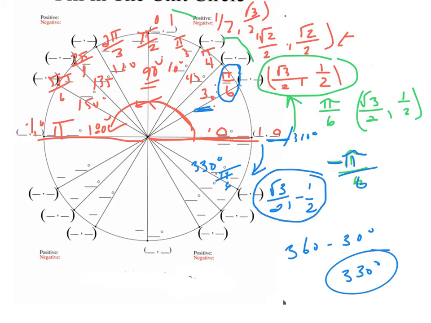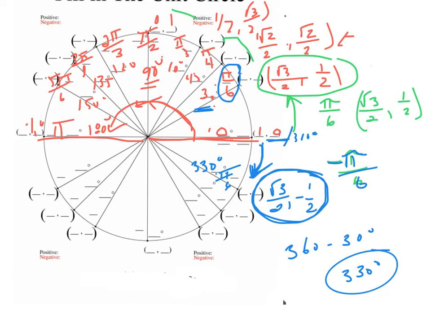So negative pi over 6 just means go 30 degrees in the opposite direction. Pi over 6 is 30 degrees. So negative pi over 6 is 30 degrees back from 360, which is 330 degrees, which is 11 pi over 6, which is positive root 3 over 2 and minus 1/2. So that's what a negative is.